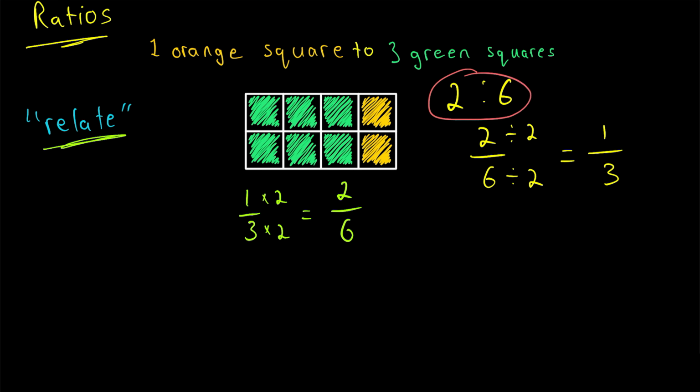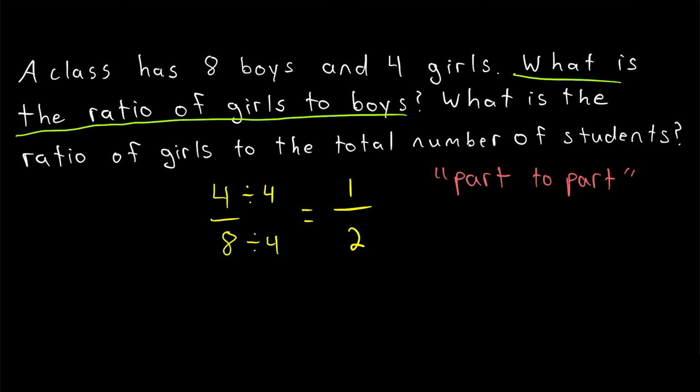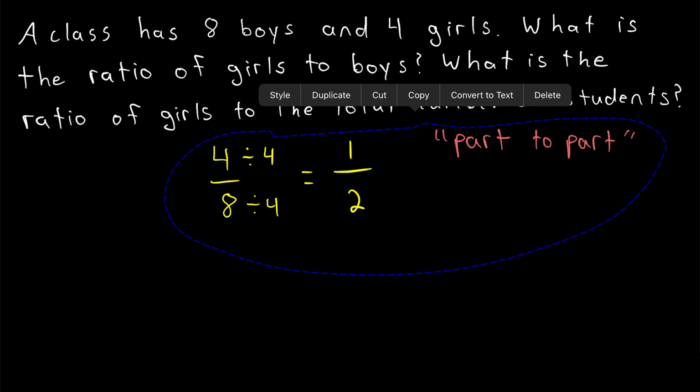Our ratio 2 to 6, for example, related the orange part to the green part. However, we could have also given a ratio for the number of orange squares to the total number of squares. Since there are 2 orange squares and 8 squares total, that ratio would have been 2 to 8, or 1 to 4 if we reduced the ratio. In other words, 1/4 of the squares are orange. And we can do the same sort of thing with this next part of the question down here. And this is what you might call a part-to-whole ratio.